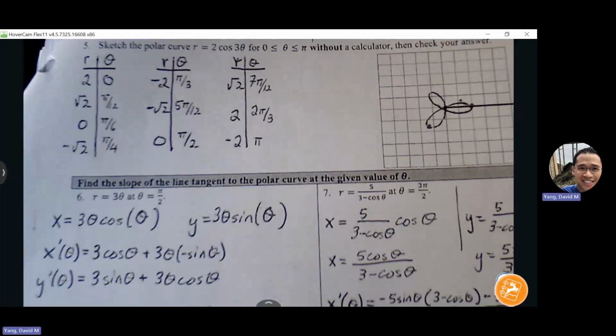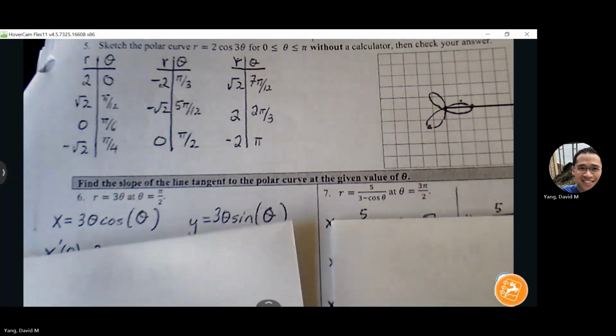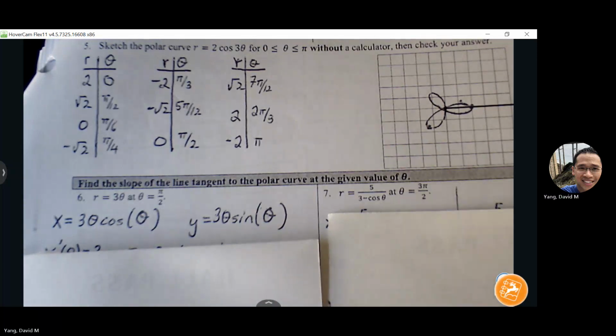Okay, let's look at number 6. Going back to what we talked about, to find the slope of the line tangent to the polar curve, we're ultimately going to do y prime divided by x prime.